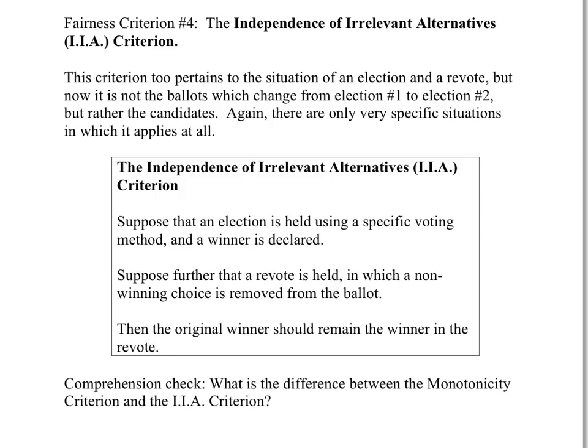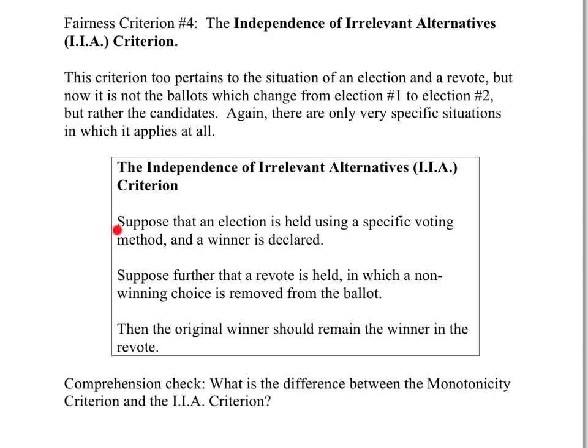Here, too, the criterion pertains to a scenario in which there's an election and a revote. But now it's not the ballots that are changing between the first election and the second election. It's the candidates who change. And we will again need to be very careful about the fact that there are only certain specific situations in which this criterion applies at all. Here goes. The independence of irrelevant alternatives criterion.